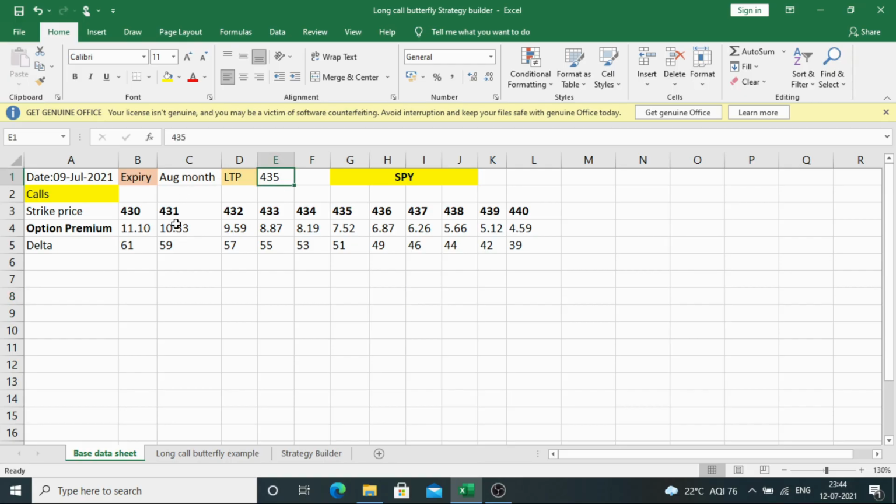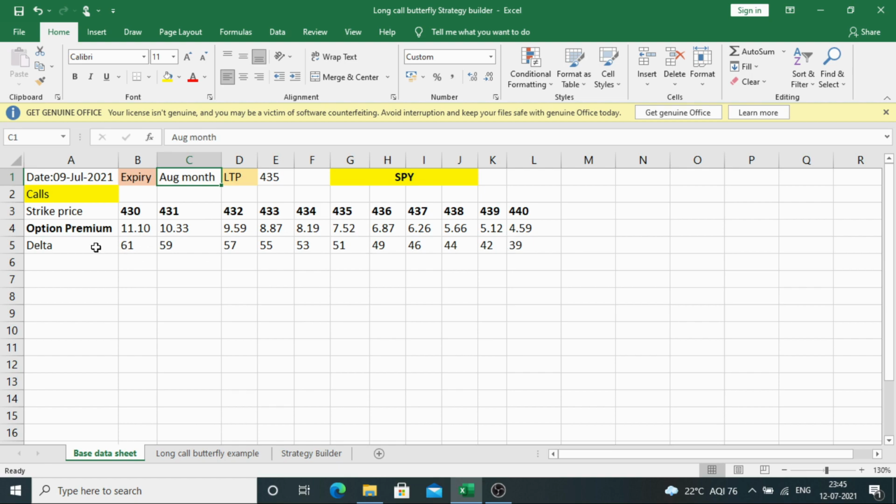I have collected the option premiums and delta etc. for August month expiry. So I have taken strikes from somewhere around 430 to 440 because these are the strike prices I want to take in order to form a butterfly strategy. All the option premiums are mentioned for the corresponding strike prices. Also, I have mentioned the delta values.